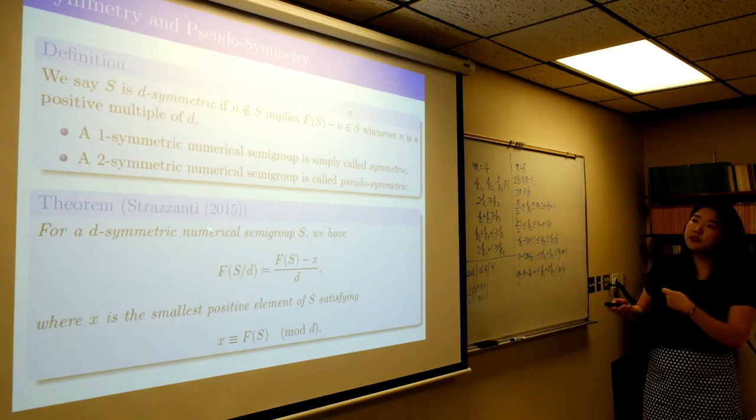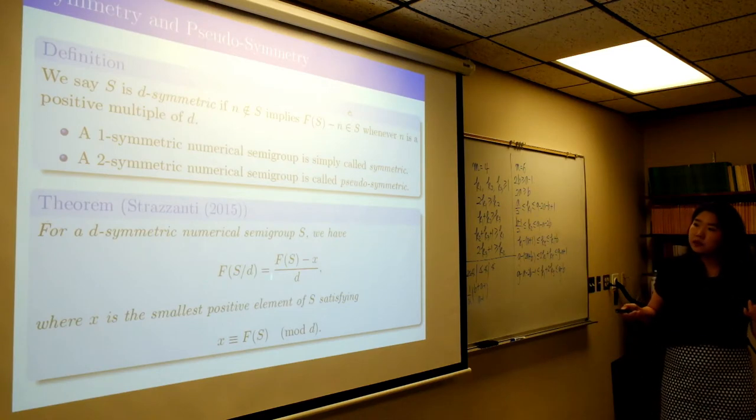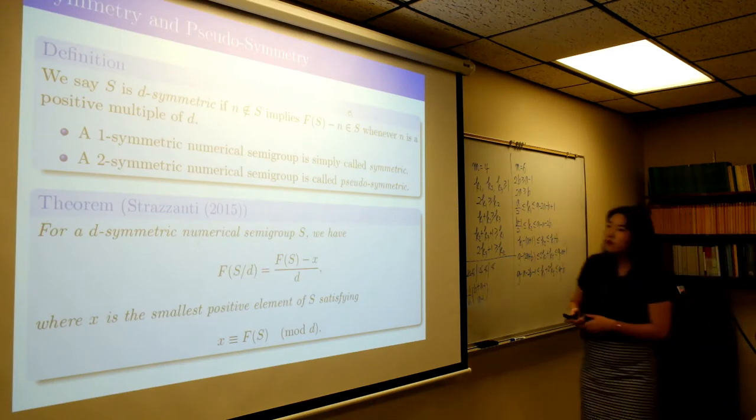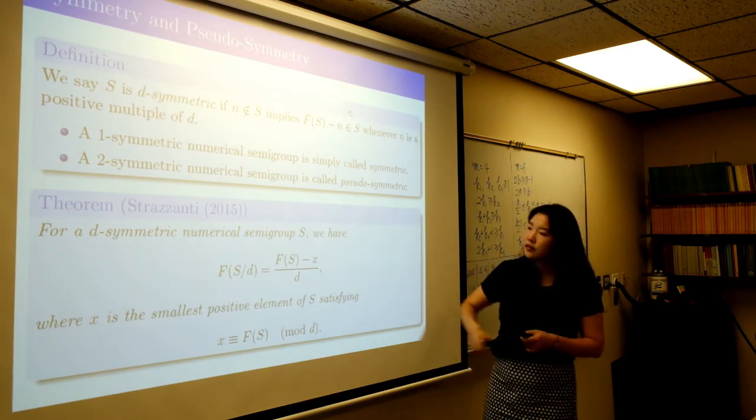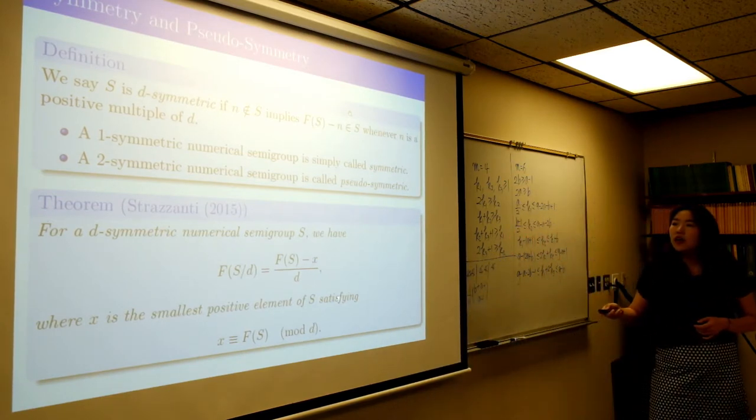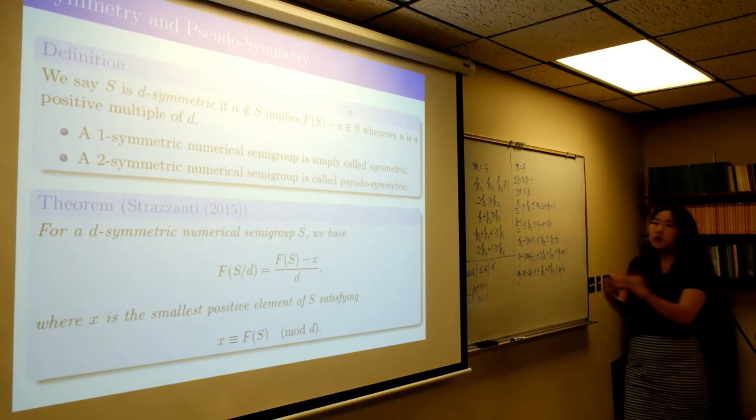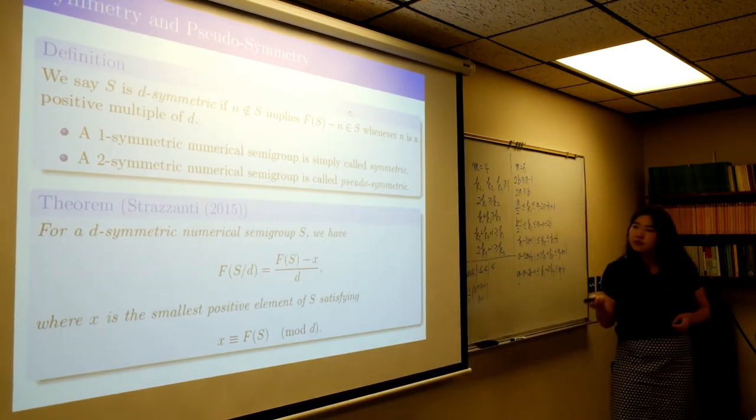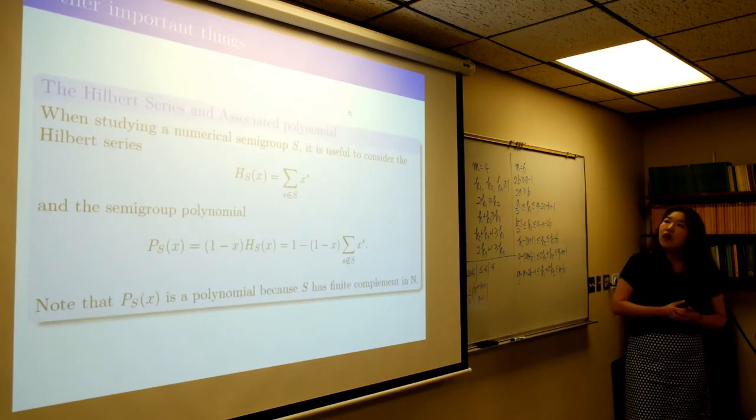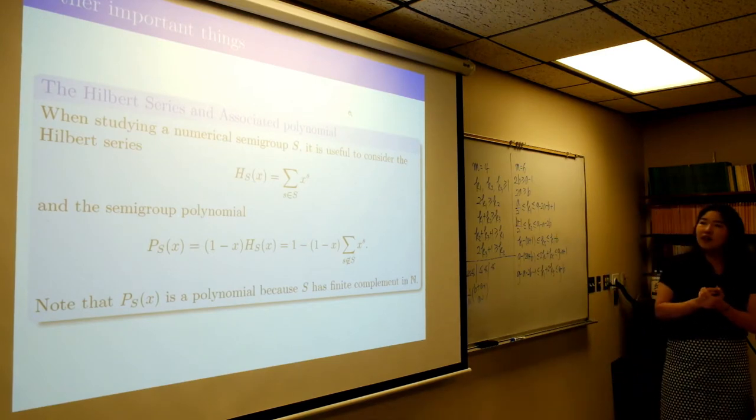In 2015, Strazzanti proved that for a d-symmetric numerical semigroup S, we can find a relation between the Frobenius number of S quotient by d and the Frobenius number of the original numerical semigroup, where we can represent this in terms of x, and this x is the smallest positive integer in S satisfying this congruence relation. So we can see that this formula depends on the numerical semigroup itself and on x. And this is the last term I'm going to define before showing one of my main results.